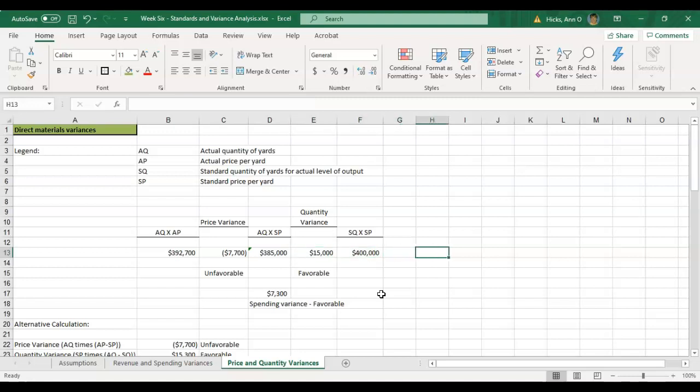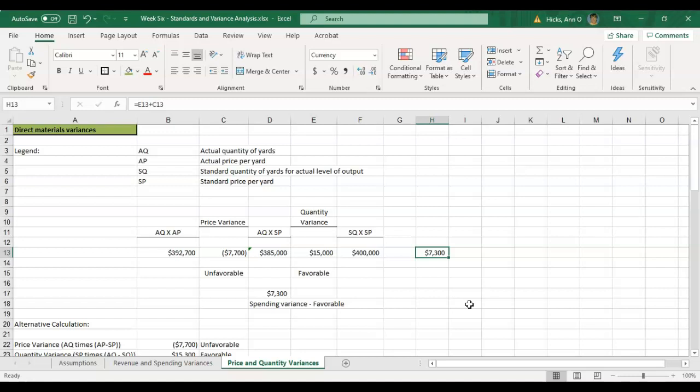Now, if we take the $15,000 favorable variance and net it against the $7,700 unfavorable price variance, notice that what we get is our spending variance. So what we have effectively done is just shown that the $7,300 spending variance is partially due to the fact that we have an unfavorable price variance, but that is more than offset by the fact that we used less material.